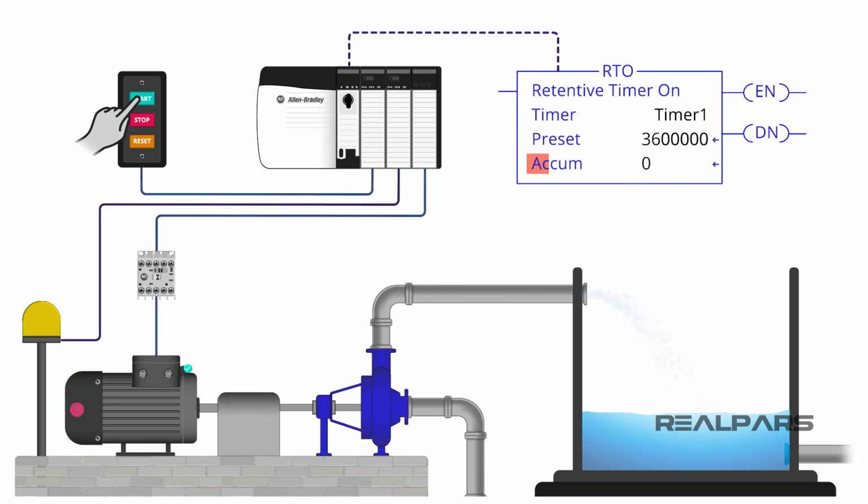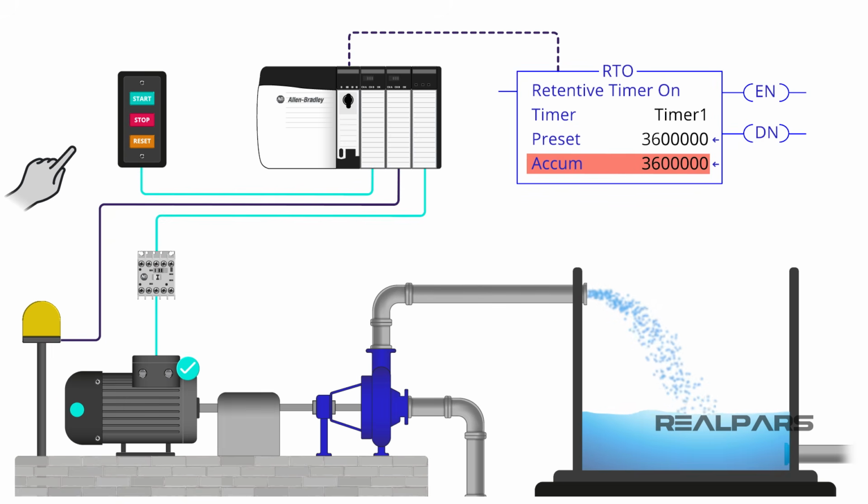Retentive on-delay timers can be used to track the runtime of equipment. They can be set up to trigger an indicator light to let someone know the equipment has run long enough and requires maintenance to inspect and clean it.